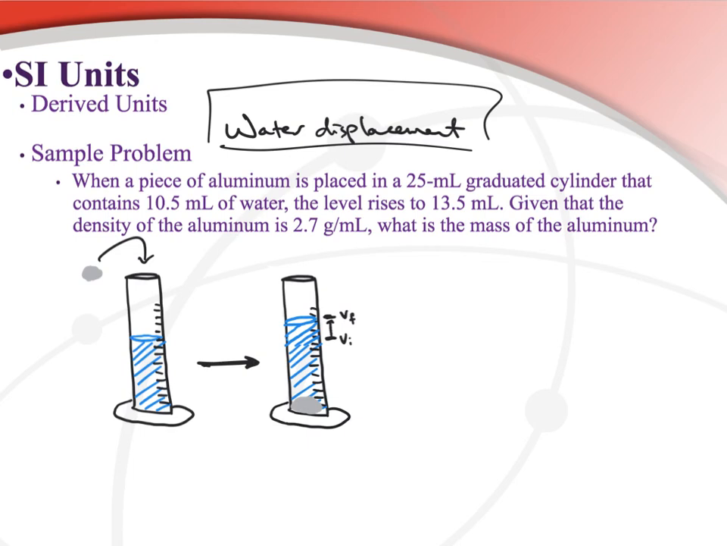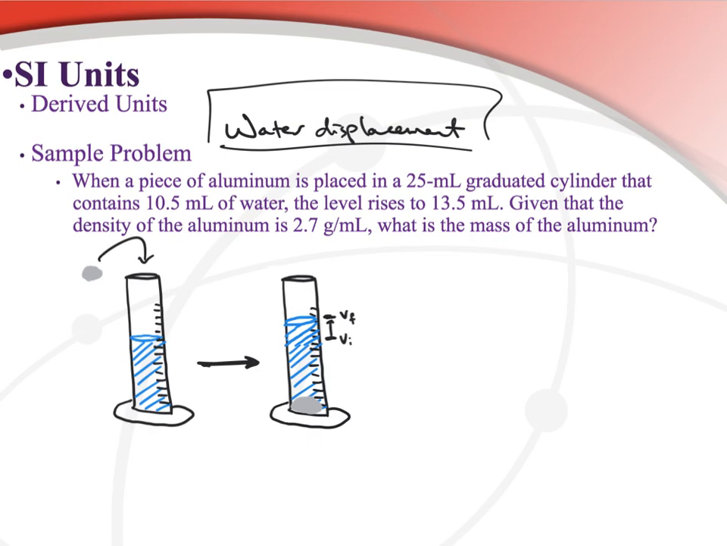Okay. So the problem says when a piece of aluminum is placed in a 25 milliliter graduated cylinder that contains 10.5 milliliters of water, the level rises to 13.5 milliliters. Given that the density of the aluminum is 2.7 grams per milliliter, what is the mass of the aluminum?